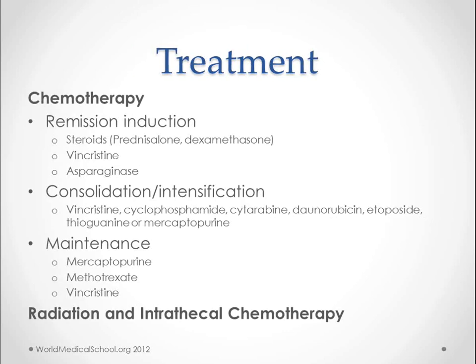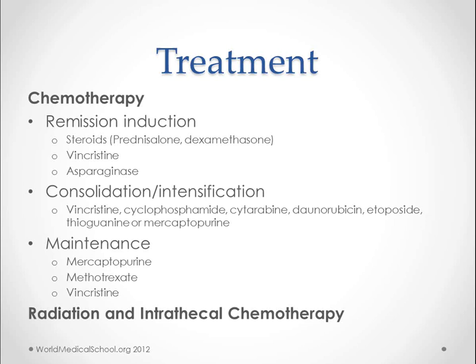So how do we treat this? Chemotherapy is the major treatment, and we talk about it in 3 stages. One is remission induction. This is where we are trying to just beat down these cells until they are less than 5% of bone marrow cells. So we do that with steroids like prednisolone or dexamethasone, vincristine, which we'll see in all these phases, and asparaginase. In the consolidation intensification phase, we are basically trying to wipe it out the rest of the way. So vincristine, cyclophosphamide, cytarabine, these are our harsher chemotherapy drugs. And then for maintenance, we use mercaptopurine on a daily basis, methotrexate on a weekly basis, and then a course of vincristine 5 days out of each month.